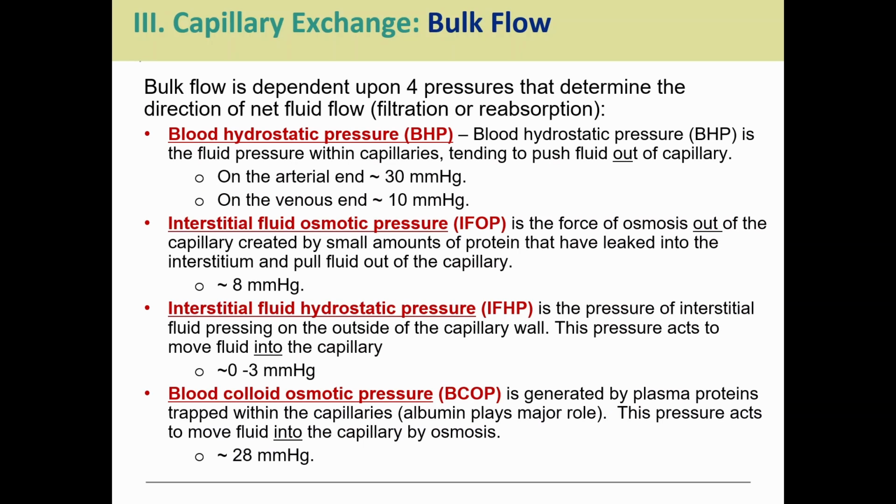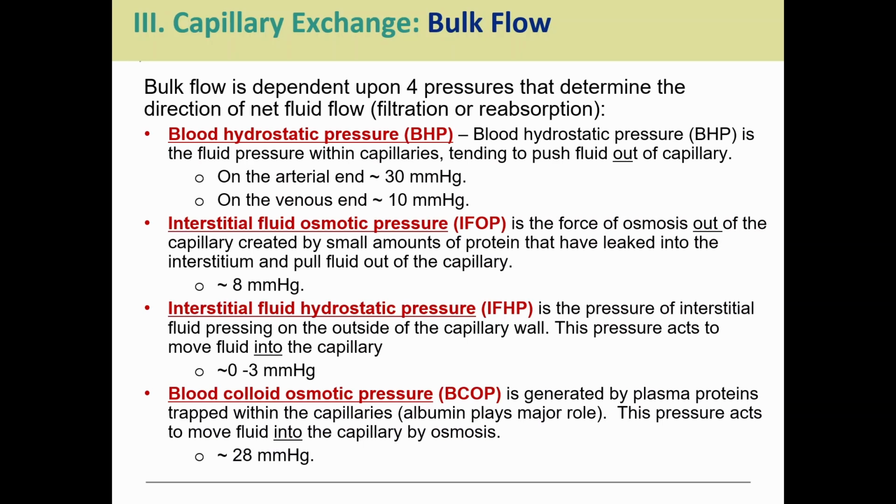Bulk flow depends on 4 pressures. Blood hydrostatic pressure is to push fluids out. On the arterial end, the blood hydrostatic pressure is higher. It's about 30 millimeters of mercury. On the venous end, it's dropped down to 10. And so this is why as we enter into the capillaries, things are going to be pushed out, because the blood hydrostatic pressure is higher on the arterial end.